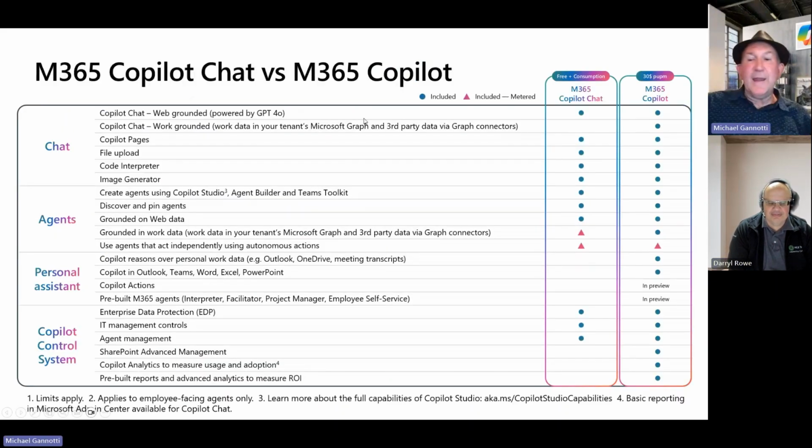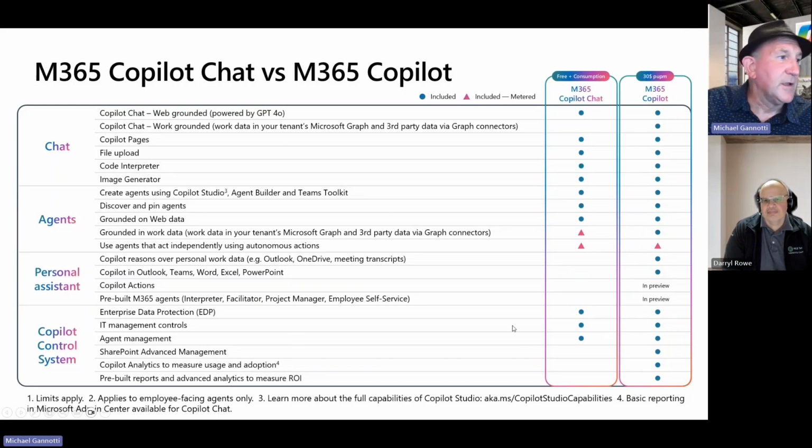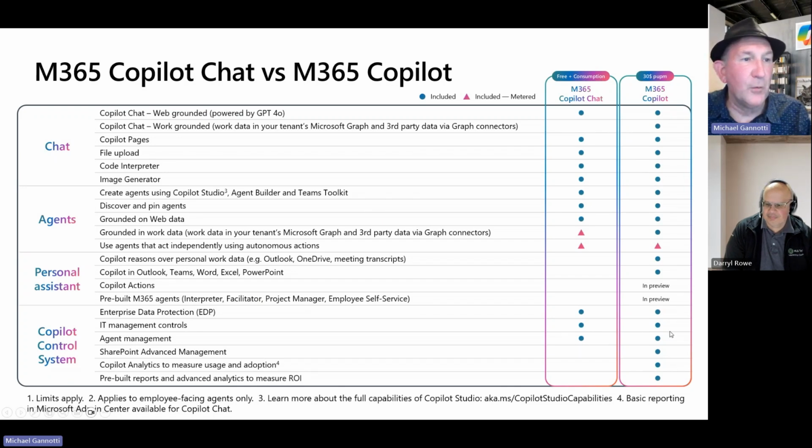So again, we've talked about the free chat. We did that in the beginning of this series, as well as the full subscription. But from a control, that Copilot control, you can see enterprise data protection. You get it either way, both of them, automatic. Agent management, like we were showing, you get in both. SharePoint Advanced Management is where the IT management controls are as well, and that's where the story changes. You need to have users that are licensed for 365 Copilot for that to get turned on.